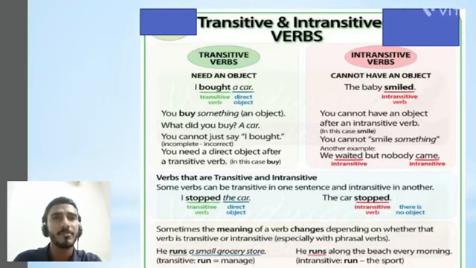Now take the condition of the intransitive verb. It doesn't require the presence of an object to give a complete meaning to the sentence. Look at the example: the baby smiled. Smiled is strong enough to stand alone. It itself has a particular meaning. So in the baby smiled, smiled is the intransitive verb. If you want to know more about this, you can search and find.